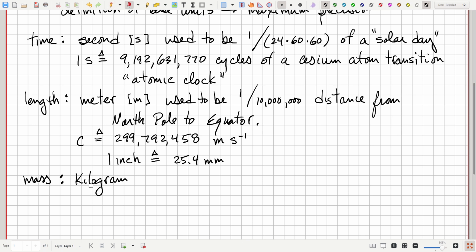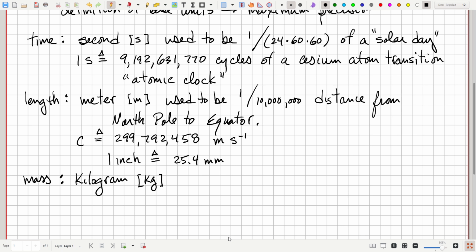And why is it something that has a prefix like kilo instead of gram? So there's historical reasons for that. We won't worry about it here. And it's represented by kg, kilogram. It at one time was defined as the mass of 1 liter of pure water at a given pressure and temperature. Later, it was defined as the mass of a certain lump of metal called the International Prototype Kilogram.